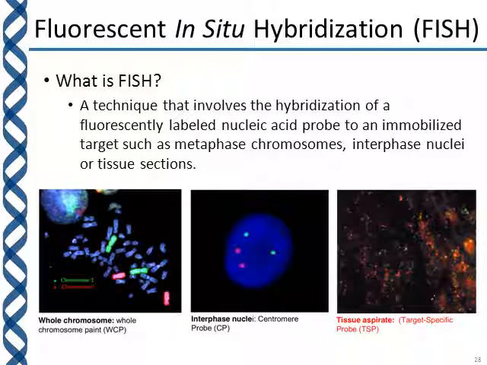In the diagrams at the bottom, we show photographs of, first, on the left, the whole chromosome, looking for chromosomes 2 and 5. Using probes that are fluorescently labeled, one can detect those two different chromosomes. The interphase nuclei here uses a centromere probe for the ability to detect chromosomes within the interphase nuclei. And then the last figure shows the same approach in a tissue aspirate with target-specific probes.